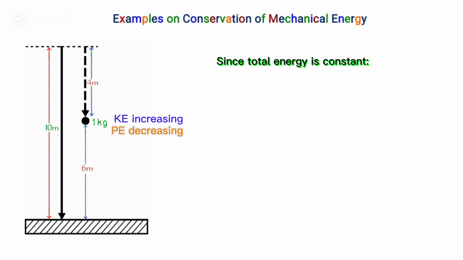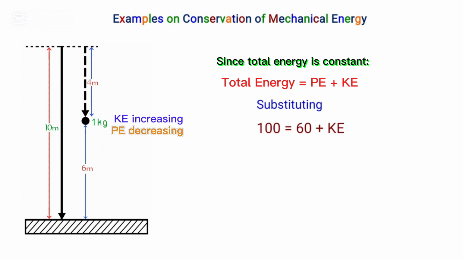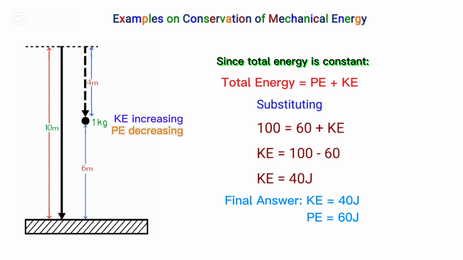Since total energy is constant, total energy is equal to potential energy plus kinetic energy. Substituting, 100 is equal to 60 plus kinetic energy. Kinetic energy is equal to 100 minus 60. Kinetic energy is equal to 40 joules. Final answer, kinetic energy is equal to 40 joules. Potential energy is equal to 60 joules.